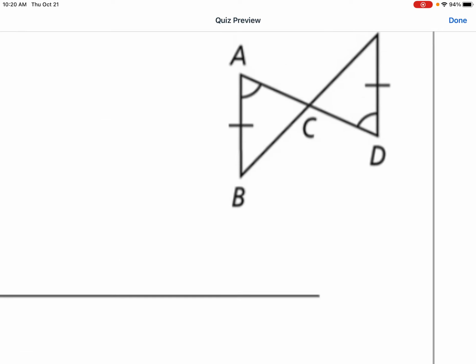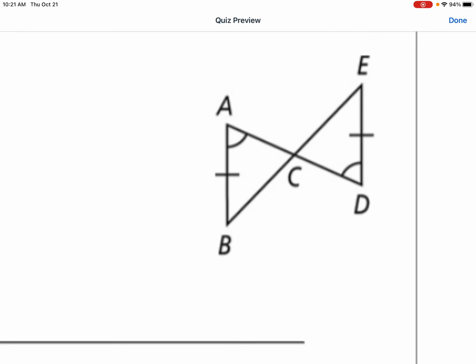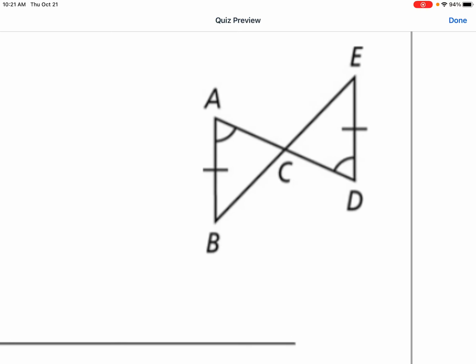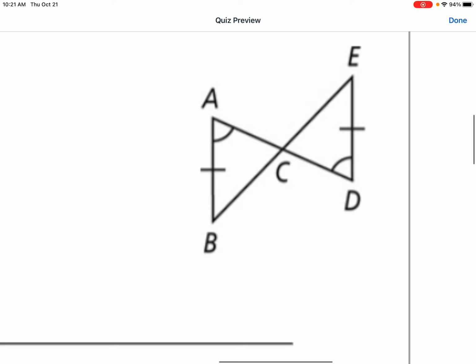Well, how do we know they're congruent? This is a picture very similar to the ones that we've looked at before, where it's something that you have to recognize. This one might catch you off guard. You have to be on the lookout for it, because in the middle of this picture, right around where point C is, you have what's called vertical angles. It's the angles that are directly across from each other when 2 lines cross and make an X.